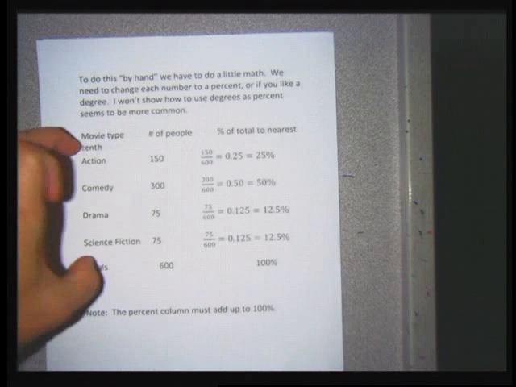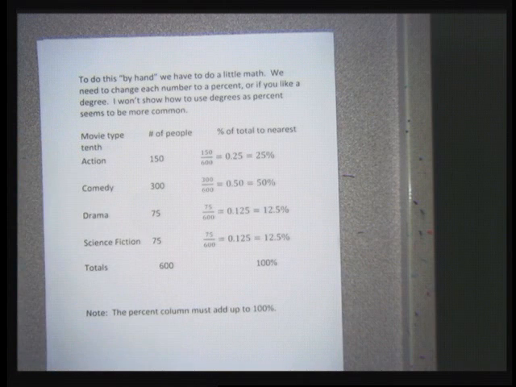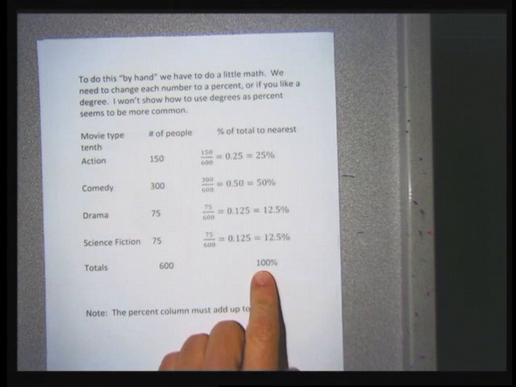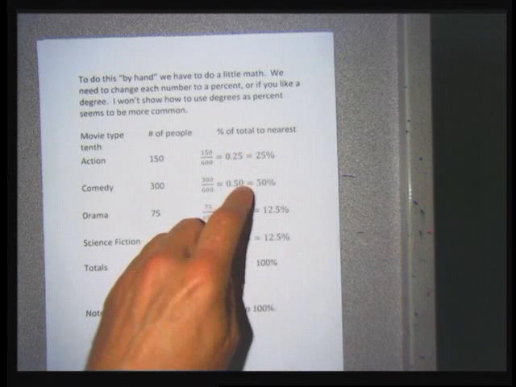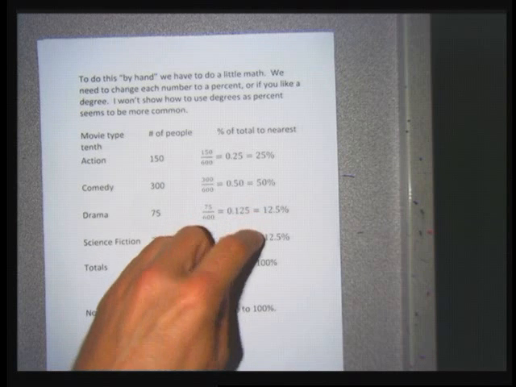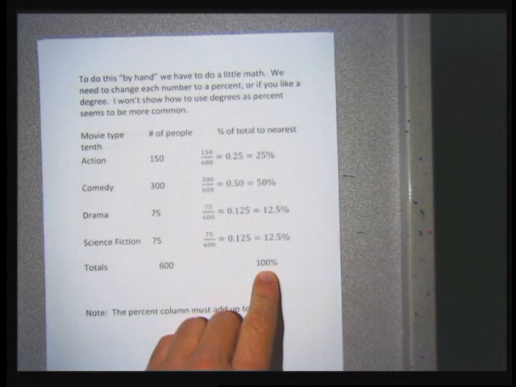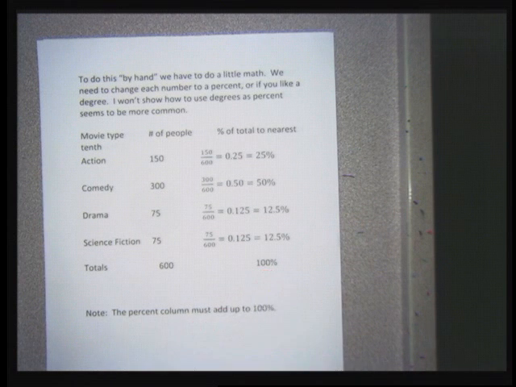And so here's this page, it just shows the computations that I did, and I even took the time to say this percent column, 25% plus 50% plus 12.5% plus 12.5%, that has to equal 100%. If it comes out almost 100% but not exactly, that's because of rounding. If it's far off from 100%, then you made a math error somewhere. So now I need to make these into a circle graph.